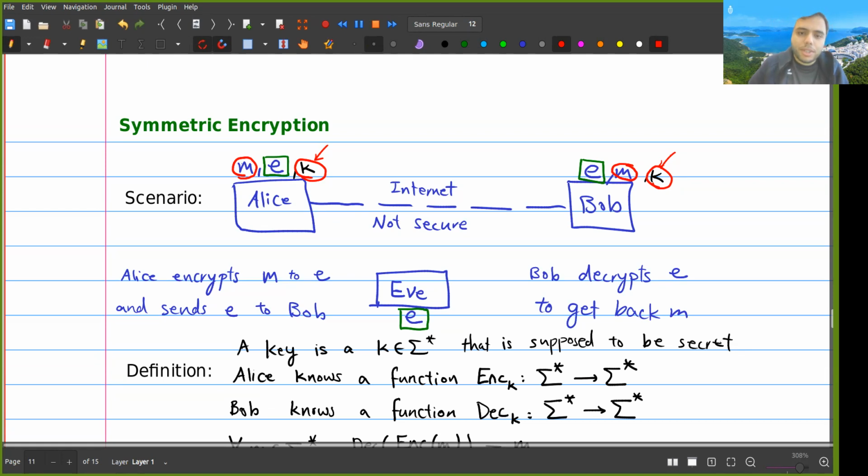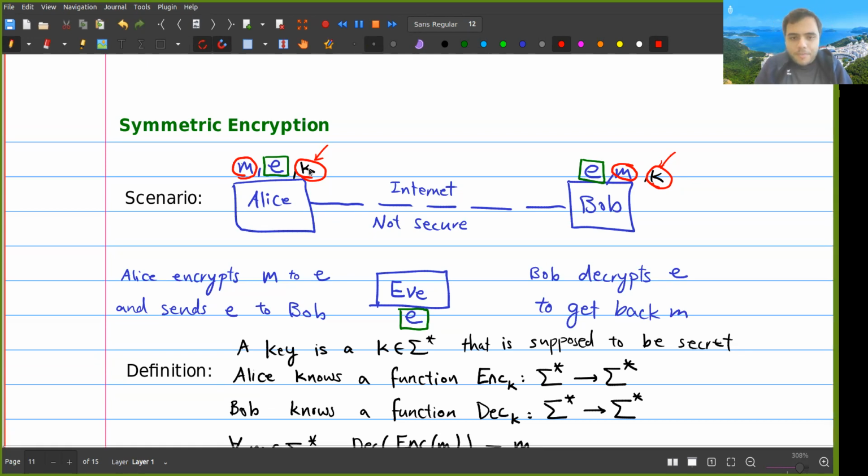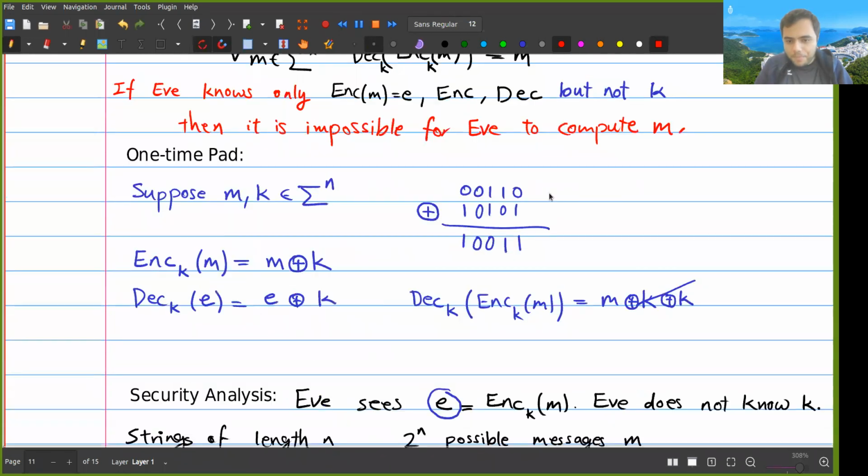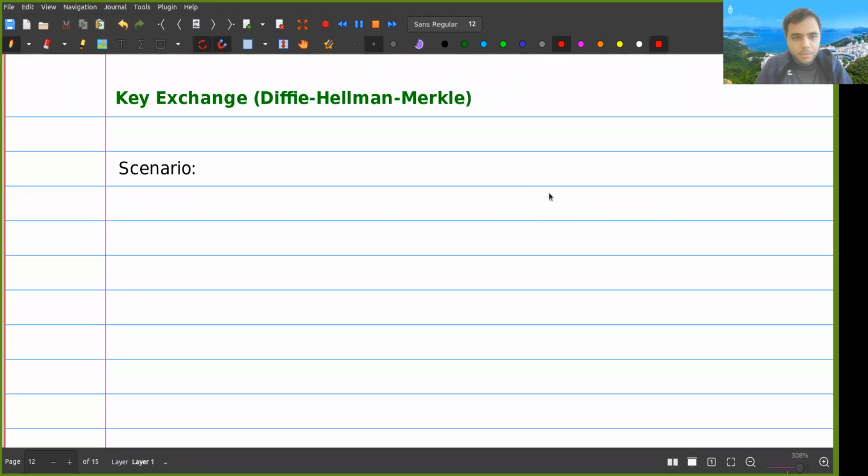So the question is, what happens if I want to communicate over the internet with someone? For example, I want to check my email, and we don't currently have a shared key. We have never met physically. I've never met my email provider physically, right? So how do I do this? How do I share this key? This is the problem that we want to solve today.